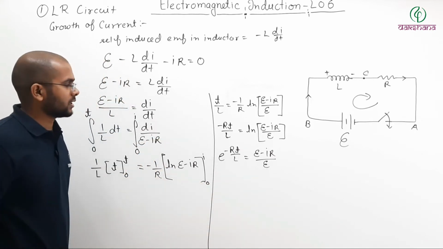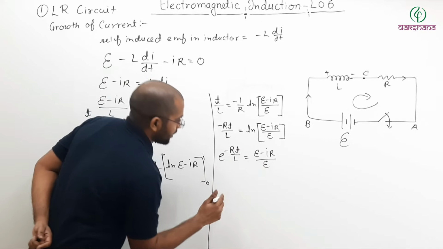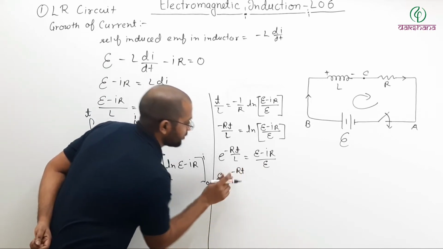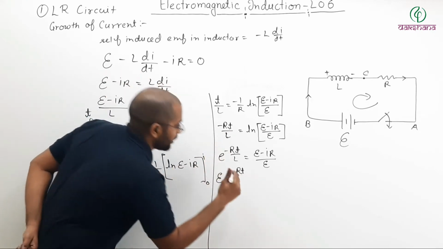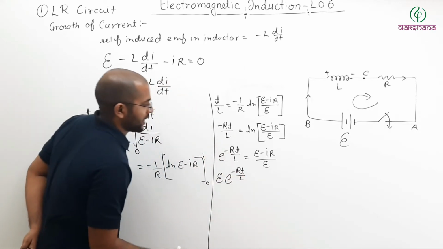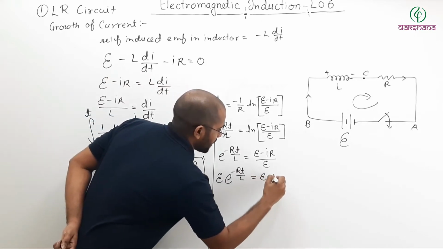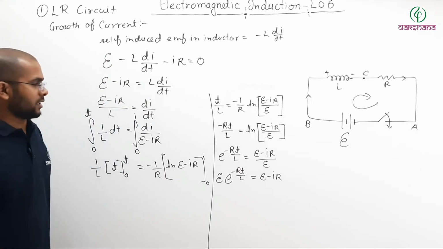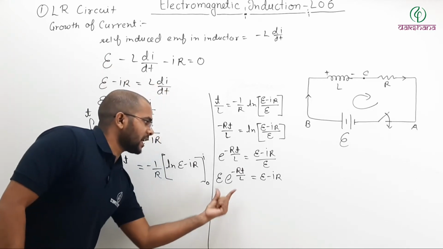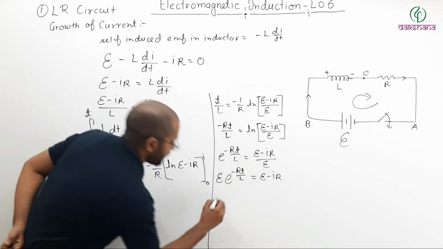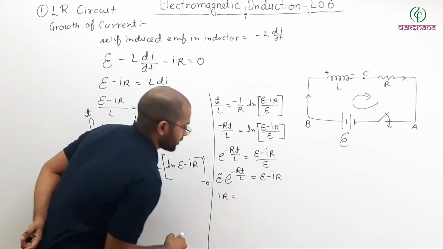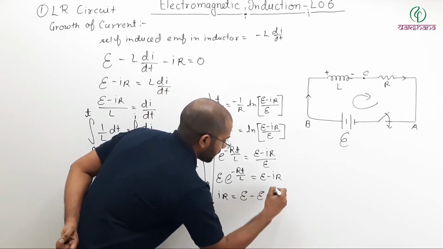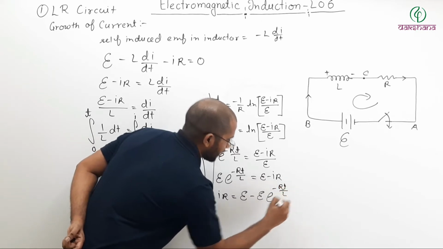Let us rearrange it a little bit further. EMF times e to the power minus RT/L equals EMF − IR. Rearrange it a little bit further. Take IR to this side and this total value to the other side. So IR equals EMF minus EMF times e to the power minus RT/L.